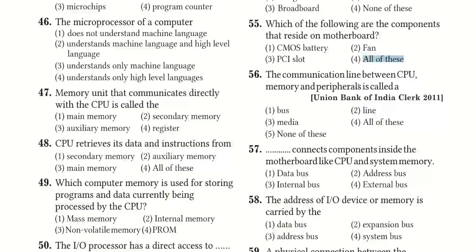The communication line between the CPU, memory and peripherals is called a bus. So bus is a communication line. For example, we connect USB, that is Universal Serial Bus, our pen drive. So bus is a communication line between CPU, memory and the peripherals.